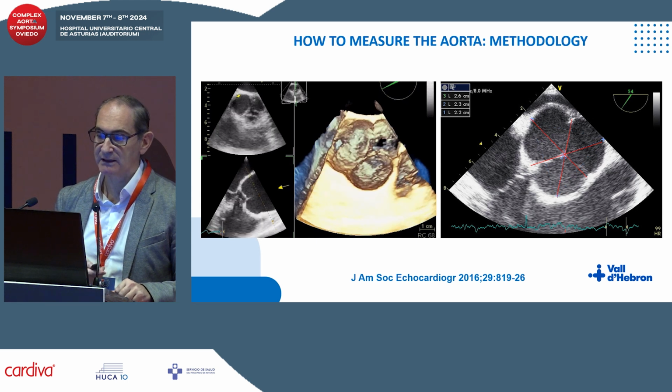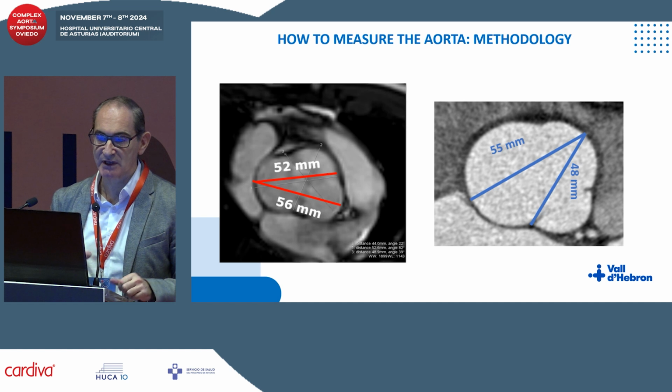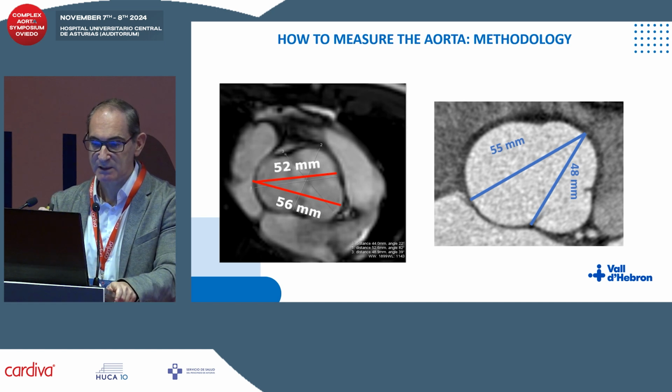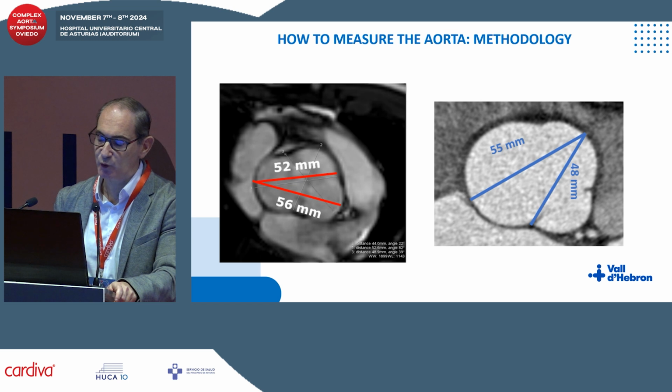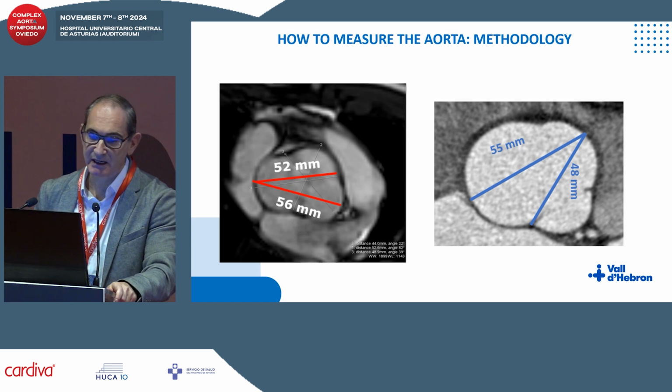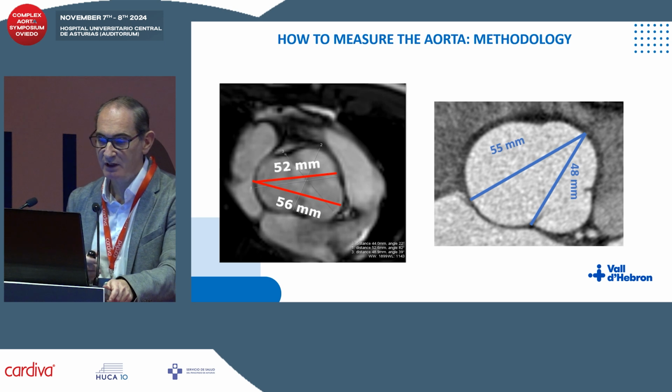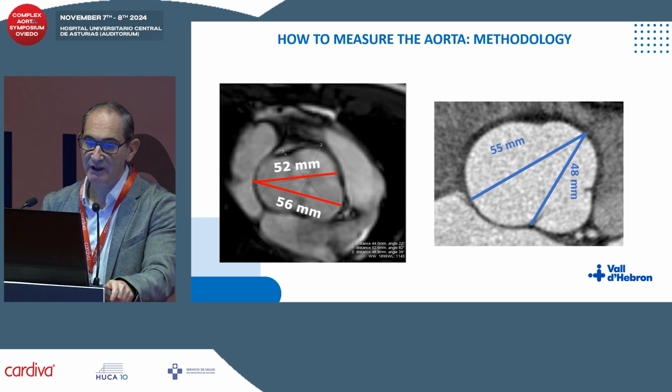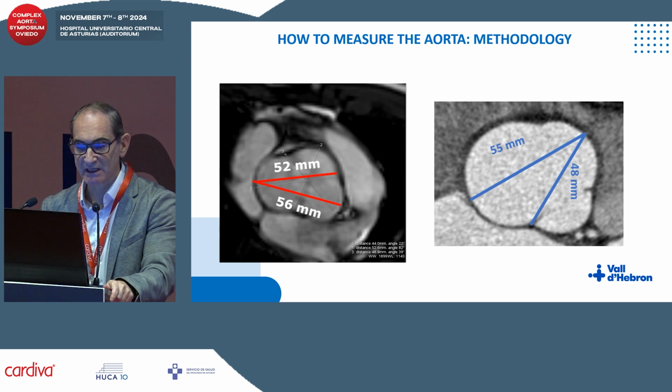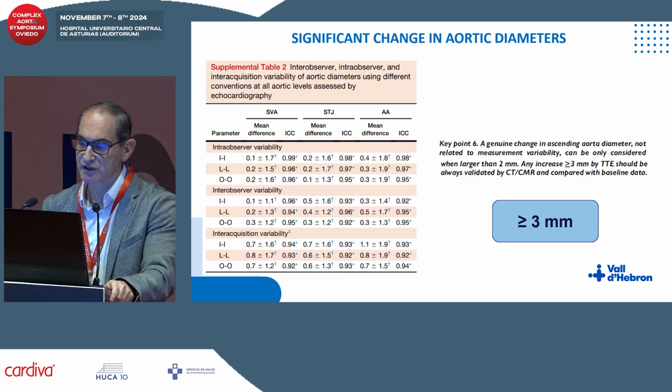We know that the cusp to cusp diameter gives larger values, because the diameters are longer compared to the cusp to commissure. This matters especially in patients such as genetic patients or patients with bicuspid aortic valve, who have more than 50% asymmetry in the aortic root. So in those cases, especially in asymmetric ones, cusp to cusp is the more important convention that we should use.